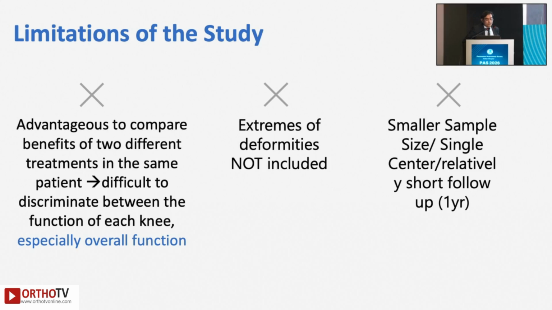The limitation was that since the same patient has both knees, it is sometimes difficult for the patient to compare or discriminate the function between the knees, especially the overall function. Extreme deformities were not included. The sample size was not large. It was a single center study with a relatively short follow-up of 1 year at that time.